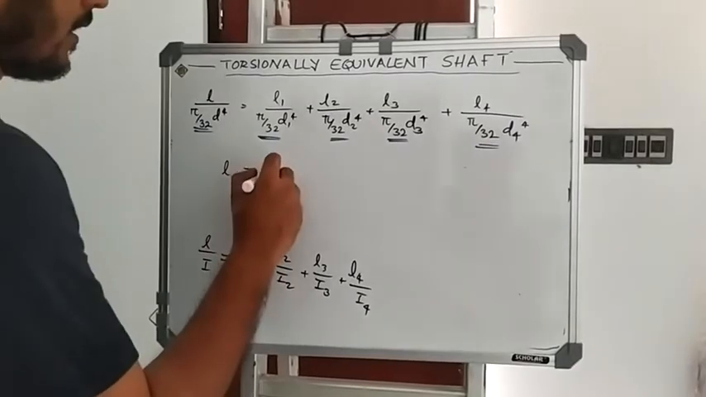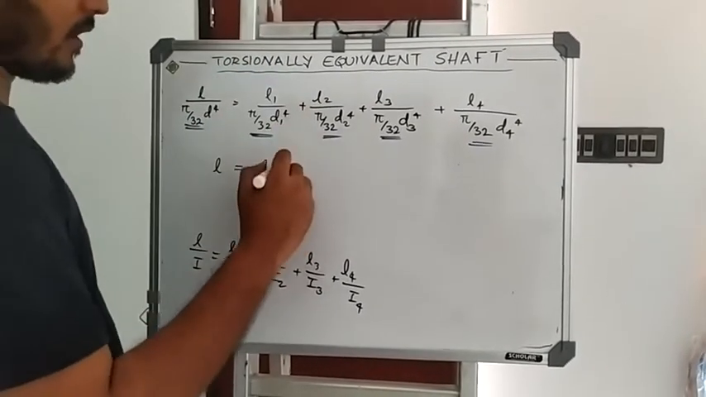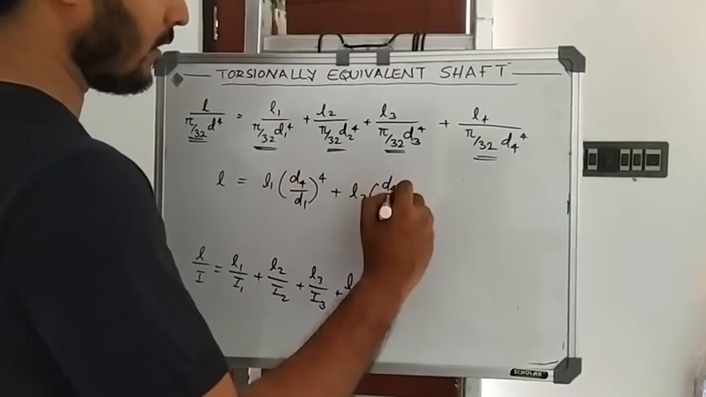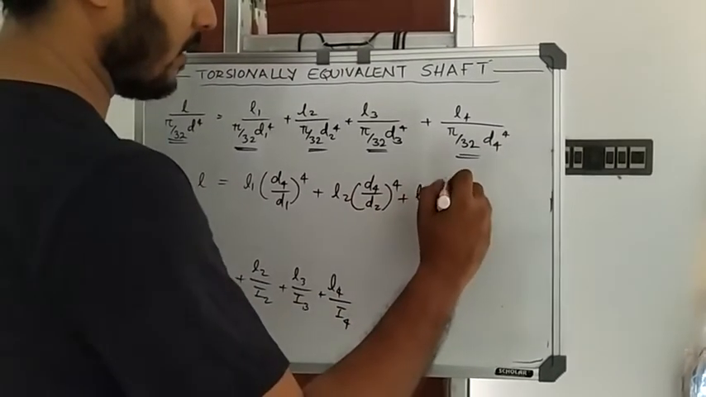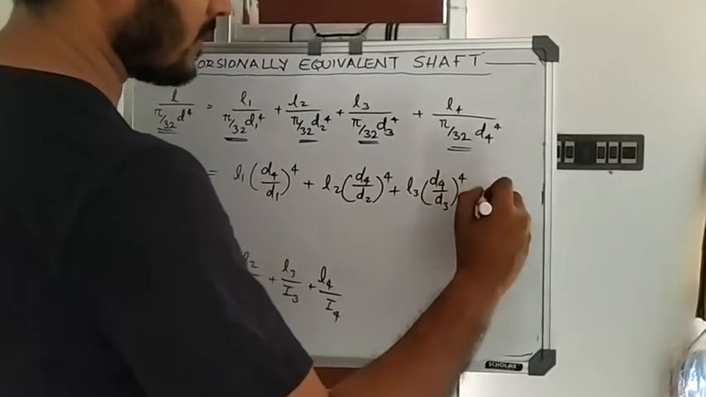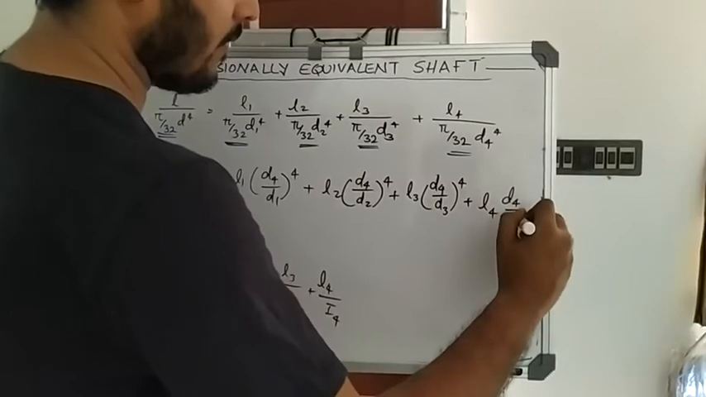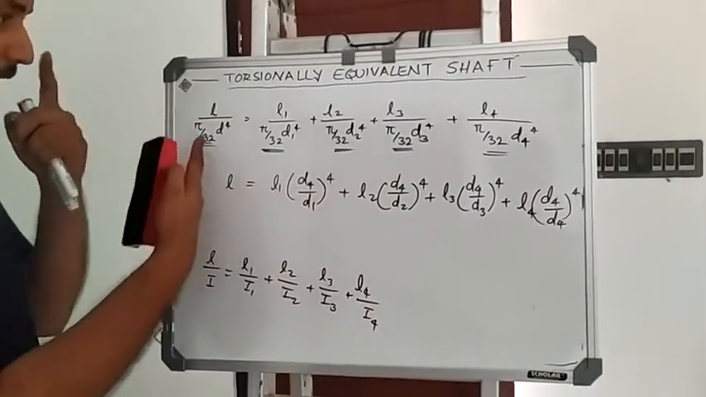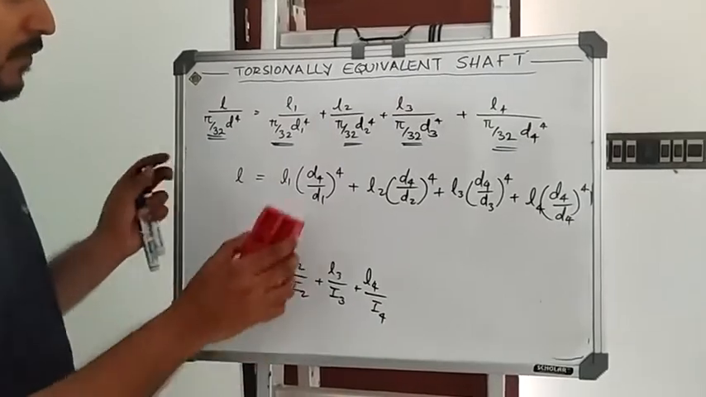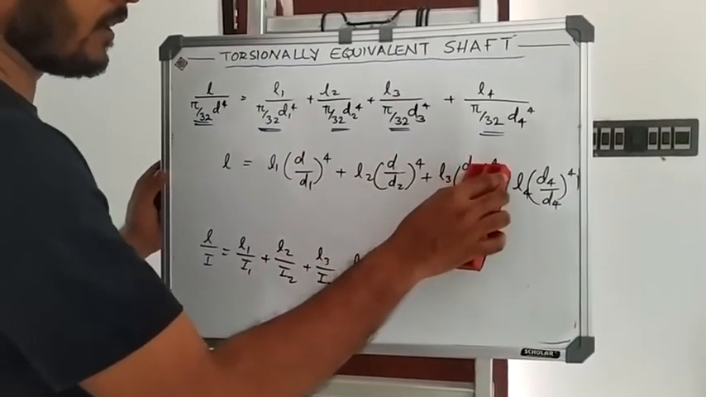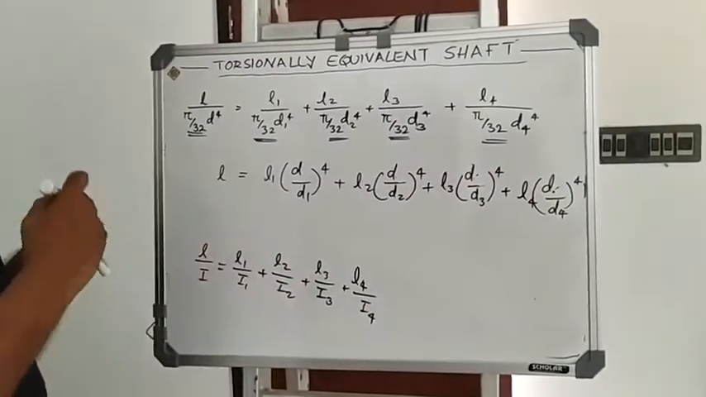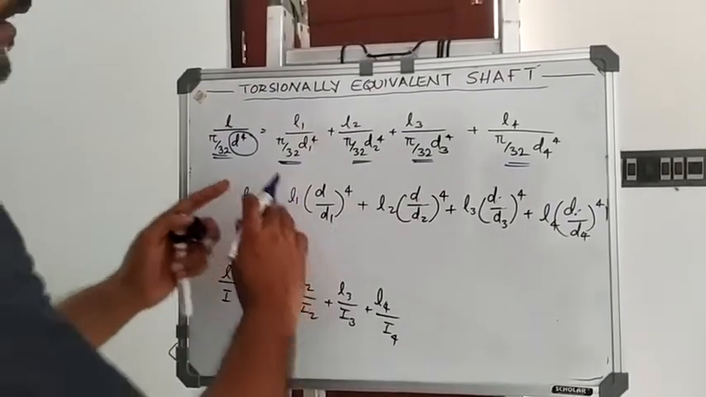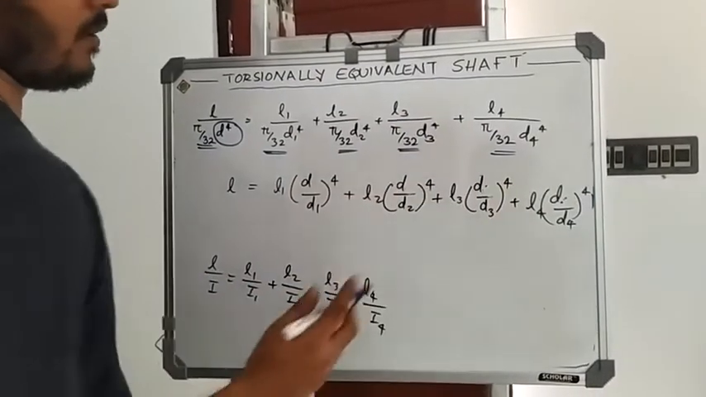This is equal to what will be obtained here? L1 into, if I multiply by d4, I will obtain d4 by d1 whole raised to 4, plus L2 into d4 by d2 whole raised to 4, plus L3 into d4 by d3 whole raised to 4, plus L4 into d4 by d4 whole raised to 4. Sorry, we were multiplying the total equation using d raised to 4. So, we won't be having d4, we will be having only d. What I have done is, I have multiplied the whole equation using d raised to 4. That means, here both the d raised to 4 get cancelled, and for all these terms in this equation, the d will be obtained in the numerator.